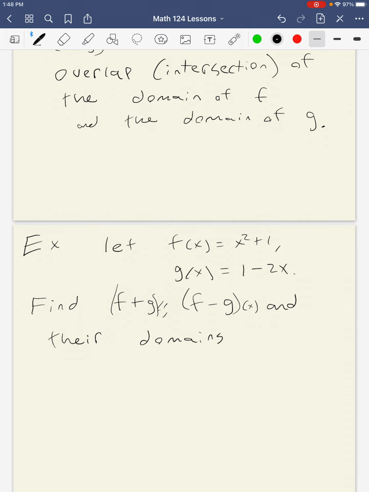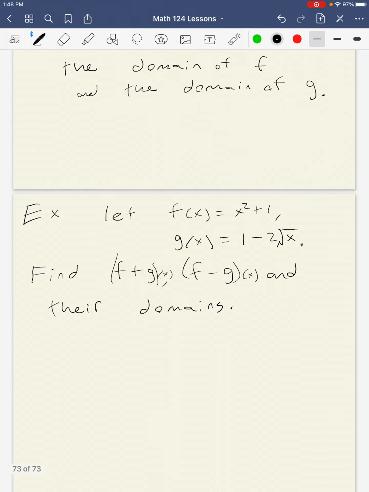So x just means the variable here. Actually, let me modify one of these functions, because the domains are kind of boring in this example. Let me do square root of x here, so we have a more interesting domain to work with. So I changed the problem a little bit just to make it more interesting and more helpful, hopefully.